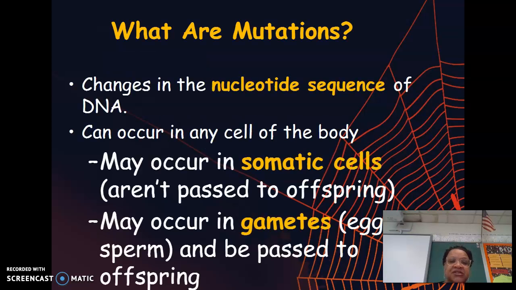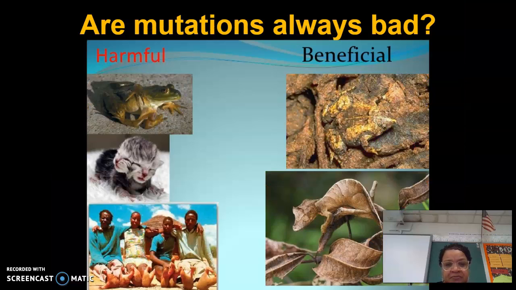So what are mutations? Mutations are changes in the nucleotide sequence of DNA. What are the three parts to a nucleotide? You should have said phosphate, sugar, and base. A mutation can occur in any cell of the body. If it occurs in your somatic cells, those are your body cells, you don't pass that on to your offspring. And if it occurs in your gametes, that's the egg and sperm, it can be passed to your offspring.